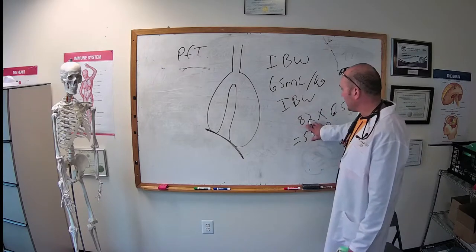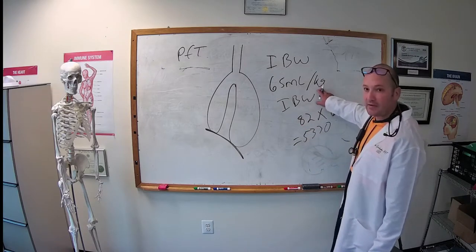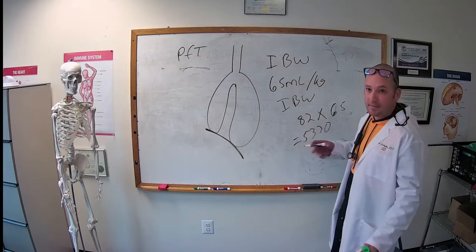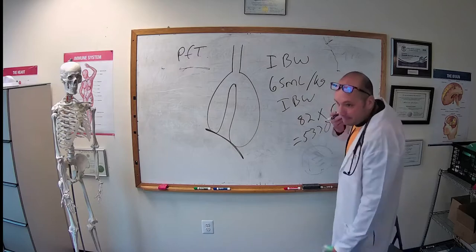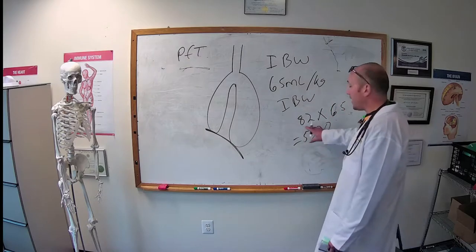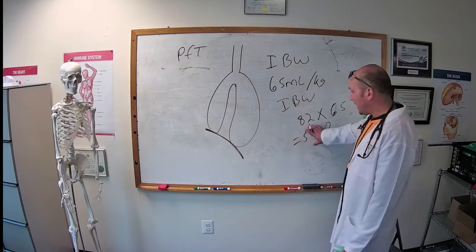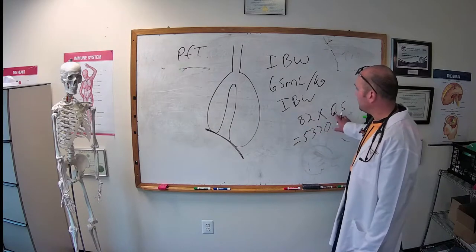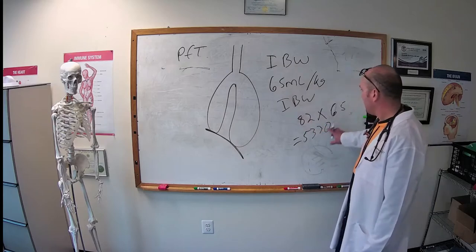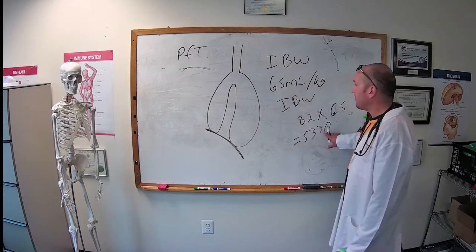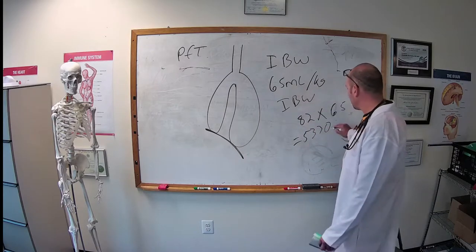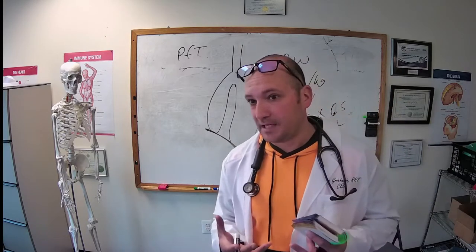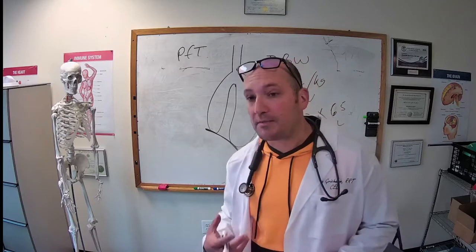So I took my ideal body weight, put it into kilograms, because that's how the calculation works, and mine is 82 kilograms, because I'm 180 pounds, divide that by 2.2, and that gives me 81.8, round up and say 82. So 82 kilograms of my ideal body weight multiplied by 65 is going to give me 5,330 milliliters. That is my total lung volume. That's how much air can literally go into my lungs.